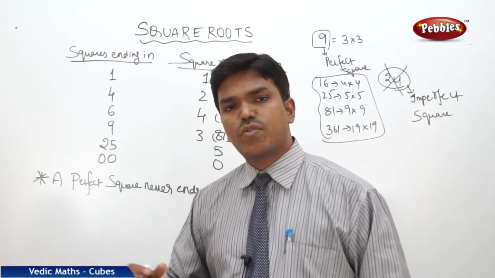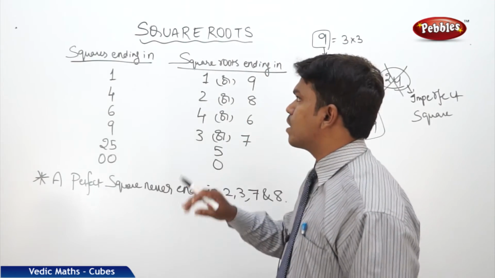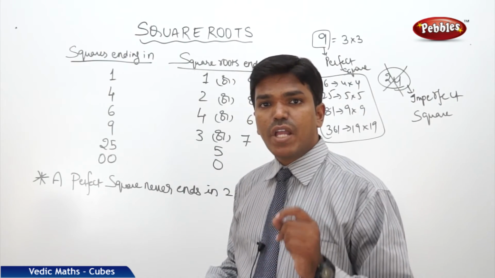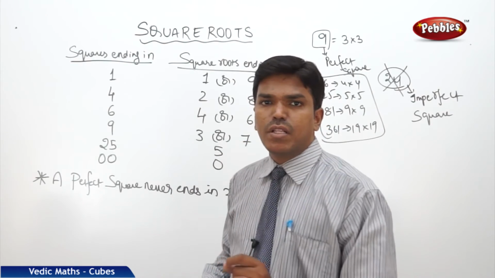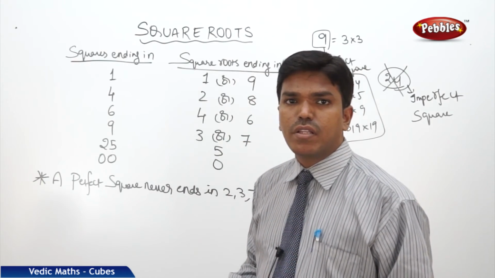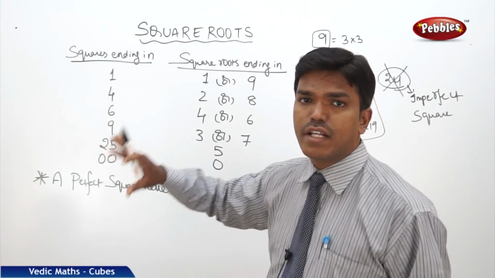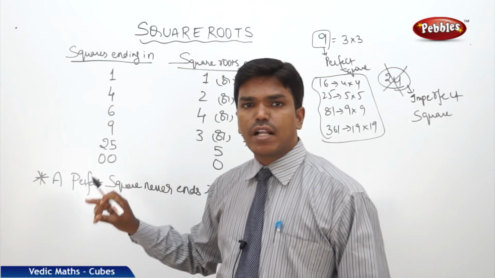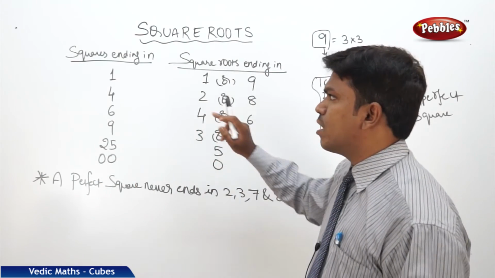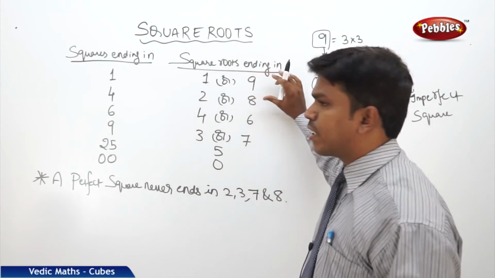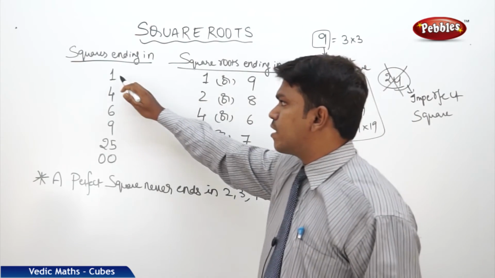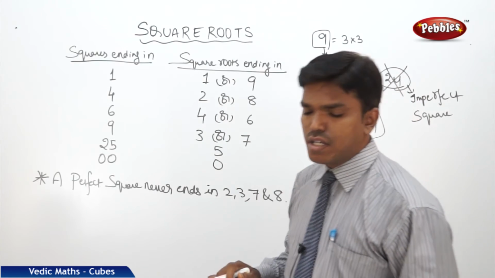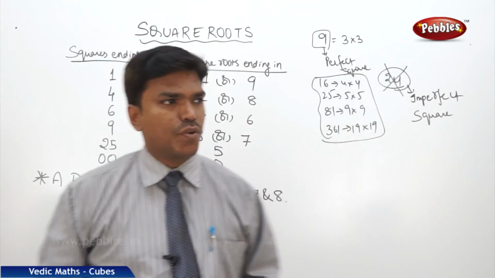Now let us go into the concept first. Before going to the square roots, we have to know one table, the squares ending in and square roots ending in table. If you are very good at this table, you can easily calculate the square roots. See here, squares ending in, square roots ending in. Suppose a square is ending in 1, its square root should end in 1 or 9. What it means, I'll let you know.